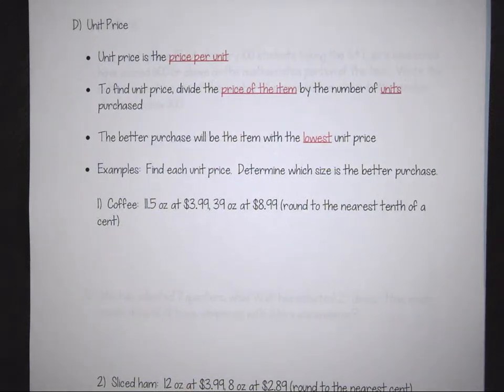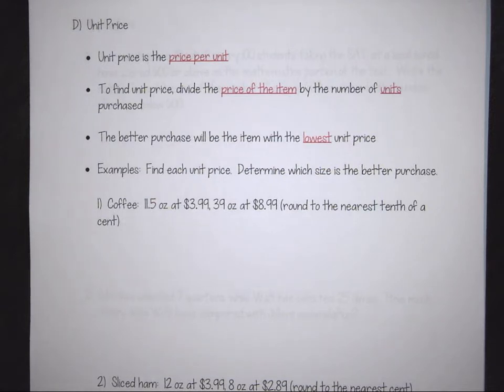Unit price is essentially the idea behind what you would do in a grocery store. I mean, that's just as simple as it can be, or any store for that matter. A unit price essentially is your price per unit. Now, unit, we are talking about the item that you're buying.